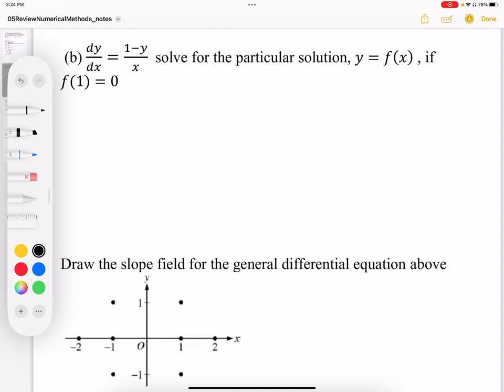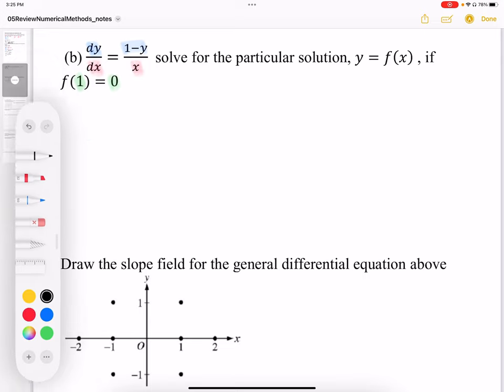In part B, we're being asked to solve a differential equation again. However, we're being asked to solve for a particular solution to this differential equation, and we're given an initial condition of (1, 0). And that allows us to solve for that plus c. So I'm still going to separate this out: the y's with dy's, my x's with dx's.